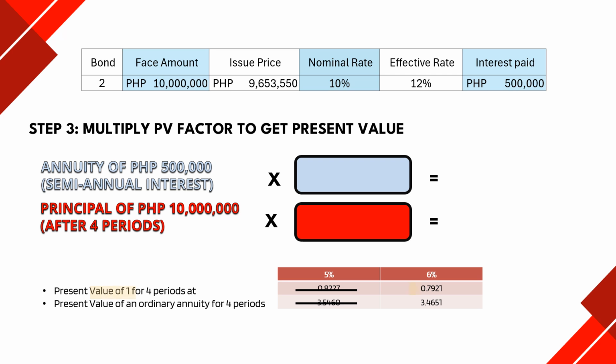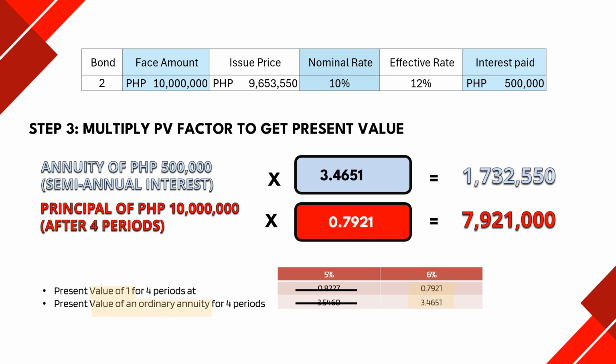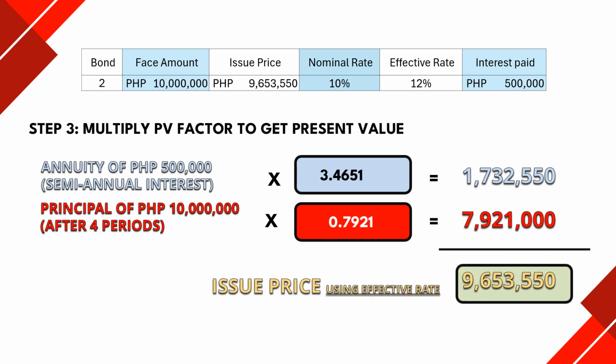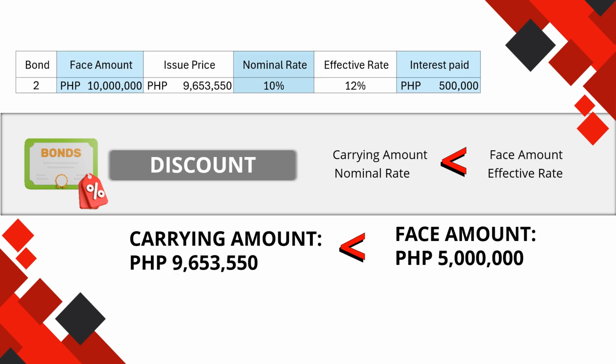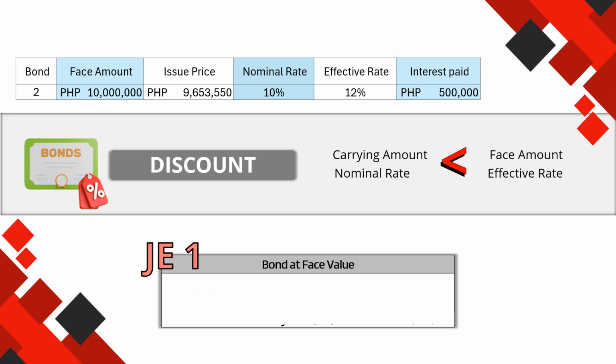So it's 0.79 times 10 million, 7,921,000. And then for the annuity, it's 3.4651 times 500,000, 1.7 million. Pag inadd mo yan, that would be 9,653,550. That will be your issue price, which is lower. So, again, dahil lower yung nominal rate natin than our effective rate, it will result into a carrying amount that's less than the face. How do you journalize?